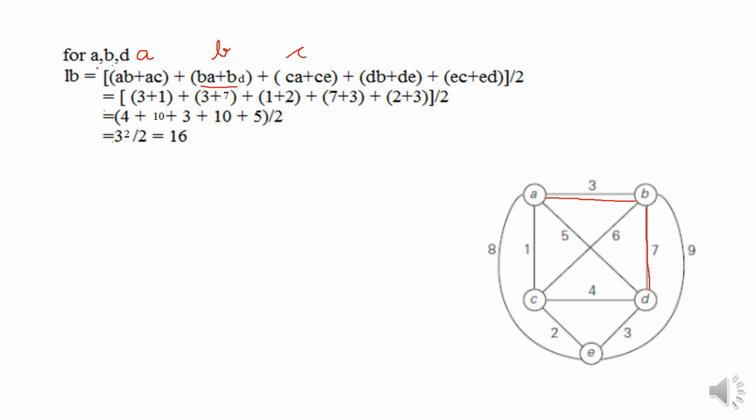Now coming to the vertex C, I can choose this minimum 2. So 1 plus 2. Then for vertex D, this edge DB should be there. So one of the edges is DB plus the other one is the least one, that is the edge 3. So DB plus DE, and for E the least 2, that is EC and ED, 2 plus 3. So this when we sum up, we get the value 32 by 2, that is 16.